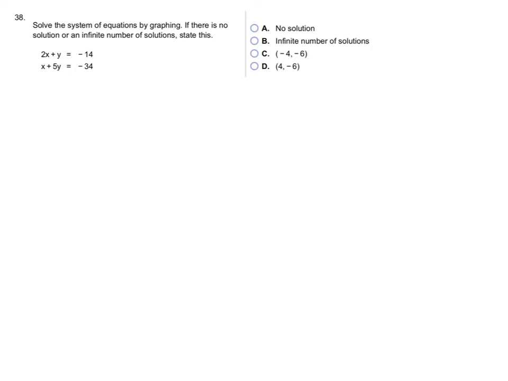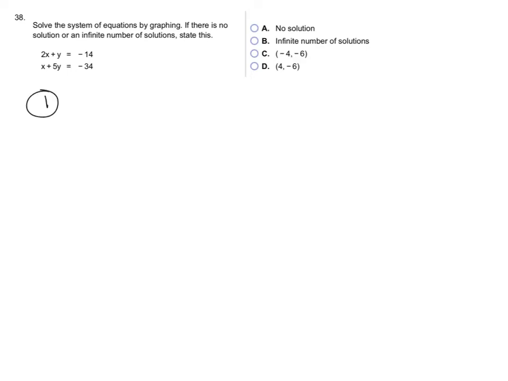Question 38. Solve the system of equations by graphing. If there is no solution or an infinite number of solutions, state this. To solve this problem, I'm going to find two ordered pairs for each equation and then plot those ordered pairs to make a line. Once I have two lines plotted on the graph that represent each equation, the point of intersection is going to be my solution for the system.